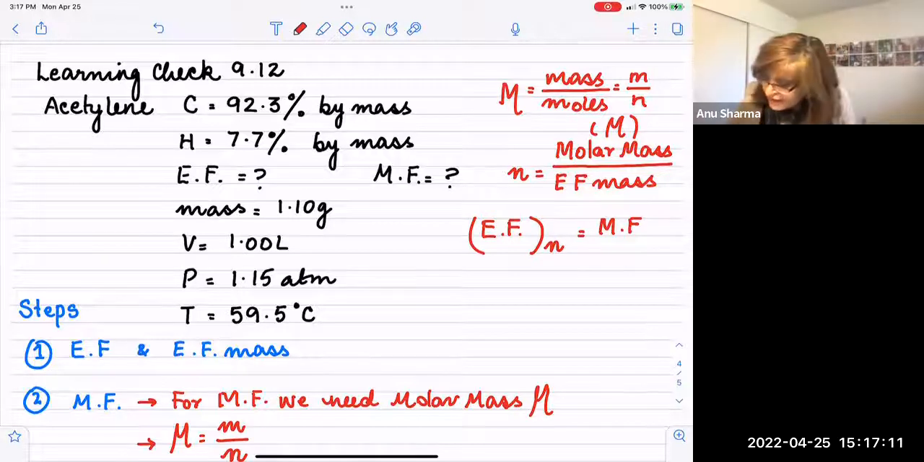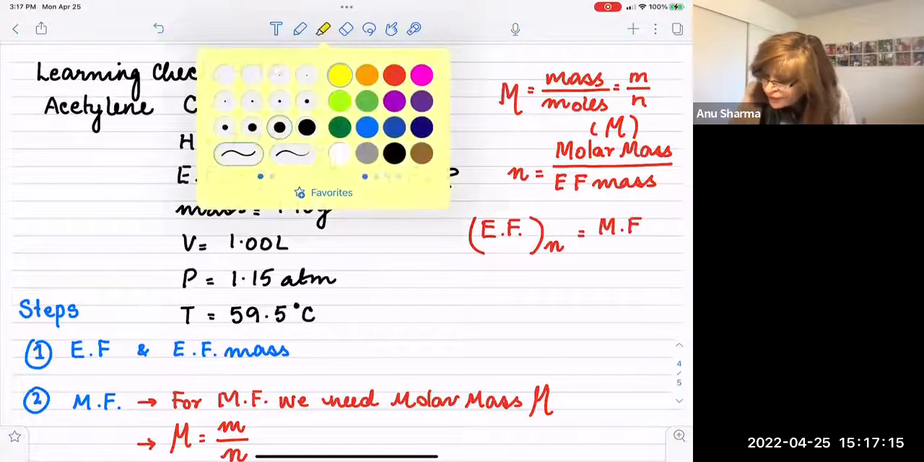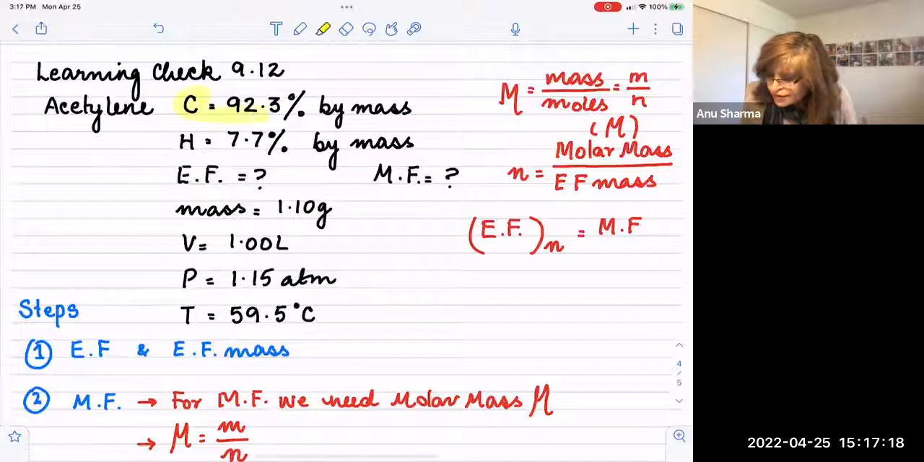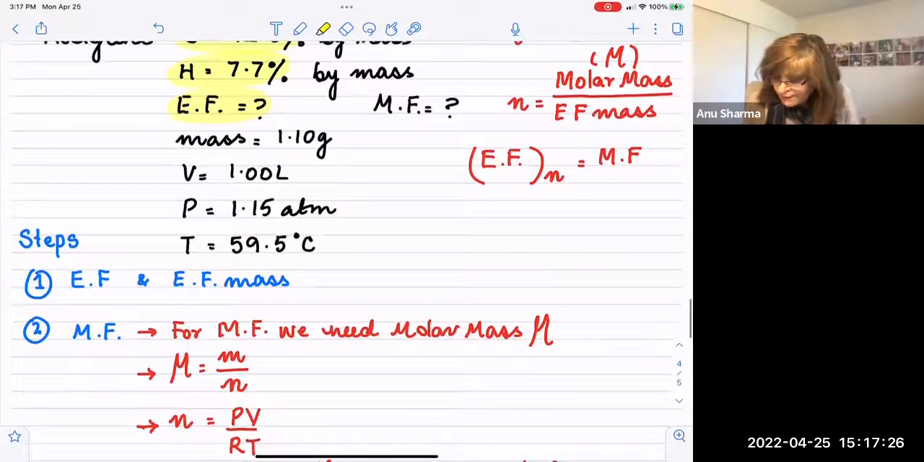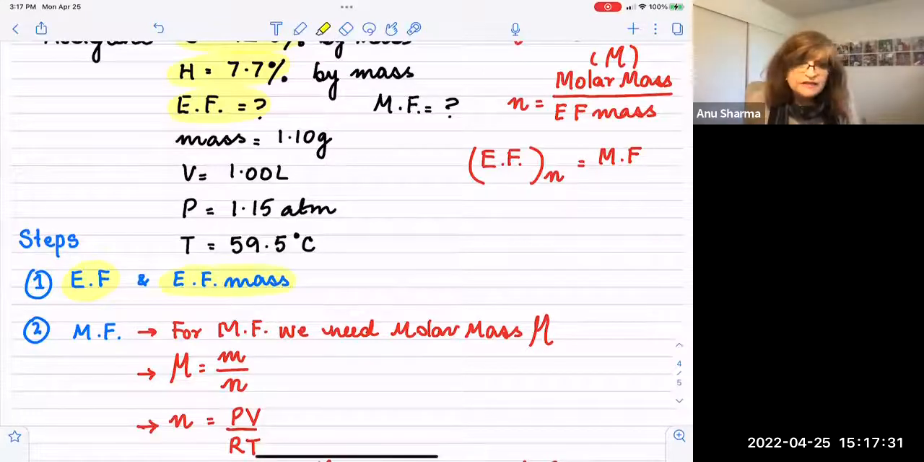So here you see that you are given the percent of carbon by mass, and you can easily convert to grams of carbon and grams of hydrogen. So our strategy first is to find the empirical formula, and that's our step 1. Find the empirical formula, then find the empirical formula mass and keep it on one side. So one part of the problem is solved.